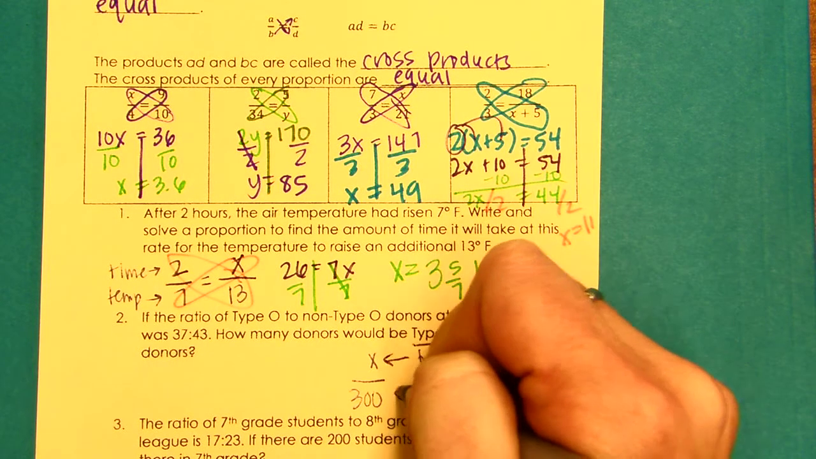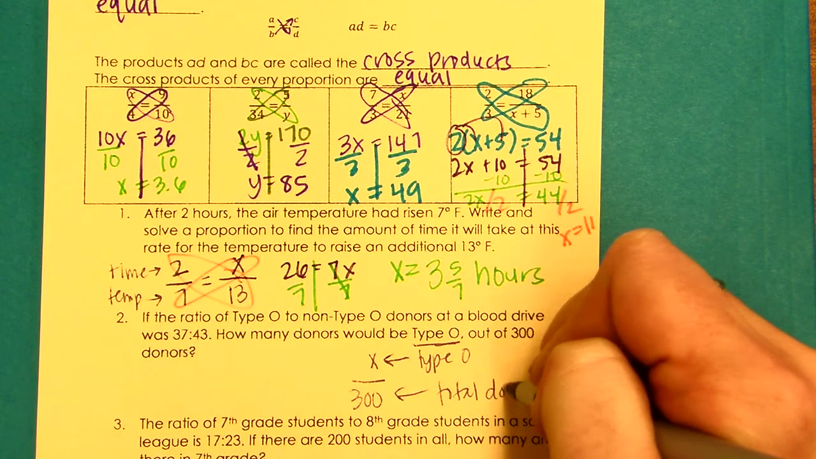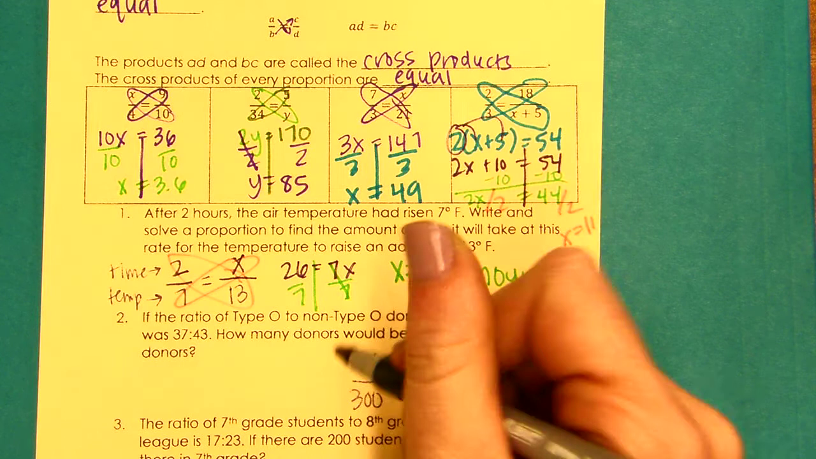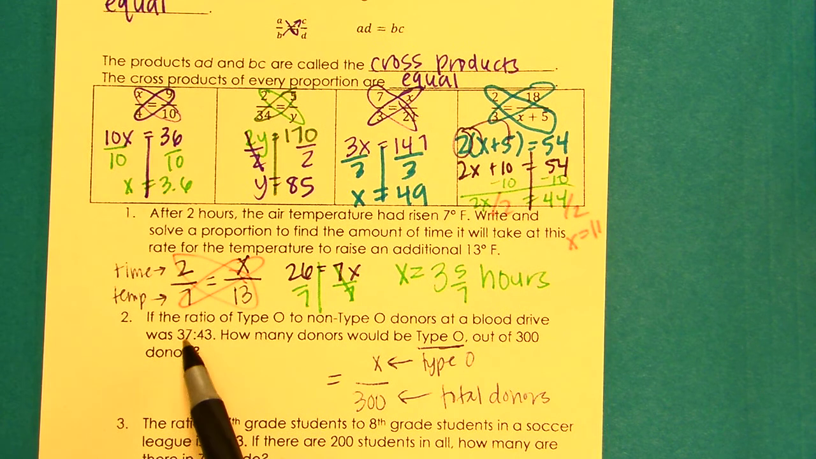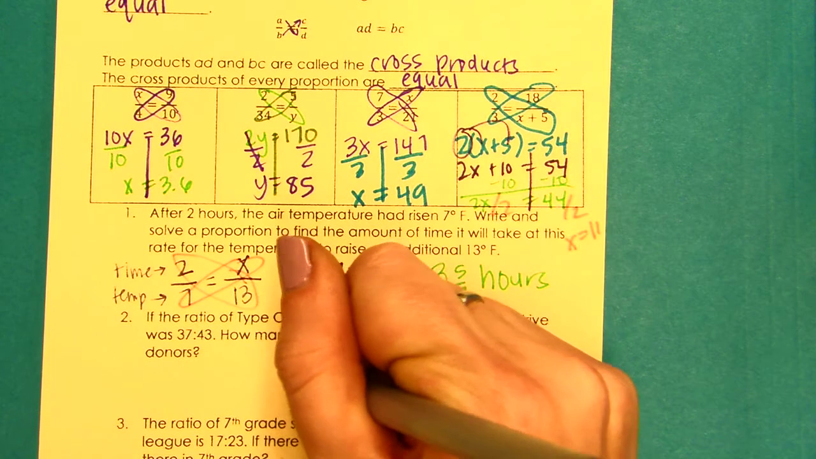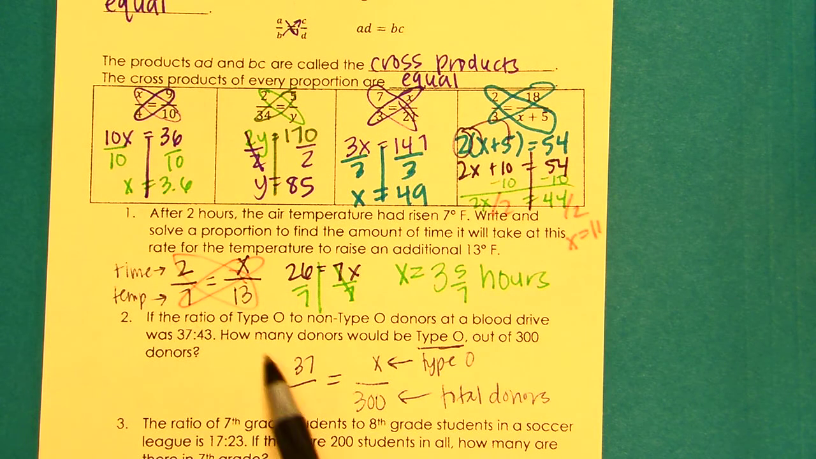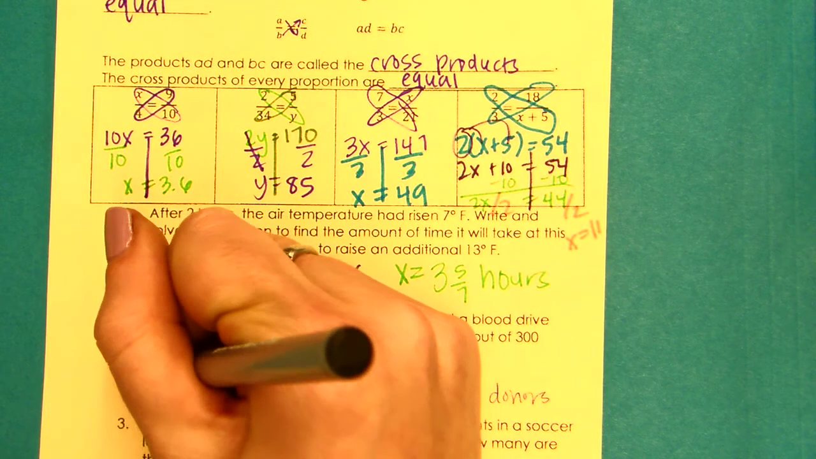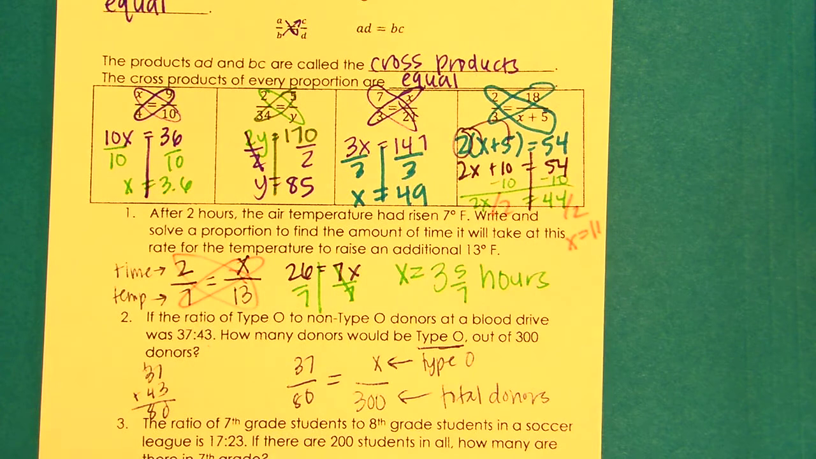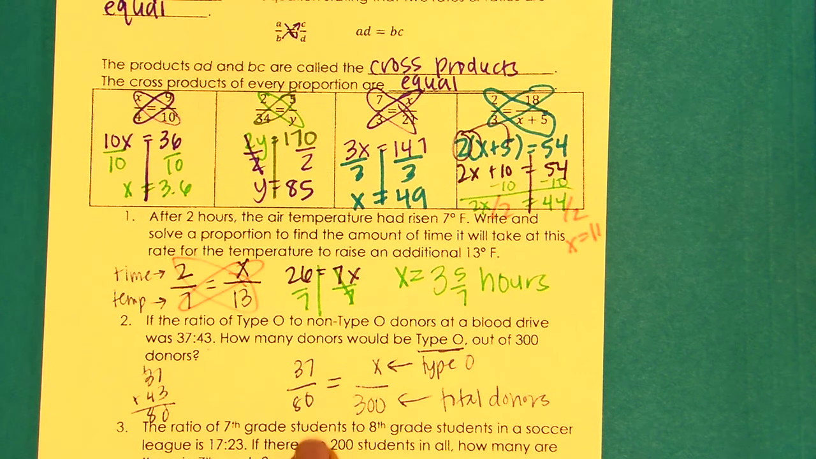So the bottom is measuring total donors, sorry. So on the top of my ratio, I have people with type O. On the bottom, I have total donors. That means on my other ratio, I have to put type O on top. And it says type O to non-type O, so 37 is type O. And I need the total donors on the bottom. 43 is not total donors. 43 is how many did not have type O. So if I add 37 plus 43, that will tell me that 80 people donated. So I had 80 total donors, 37 of them were type O, and then I want to know how many are type O out of 300 total donors.